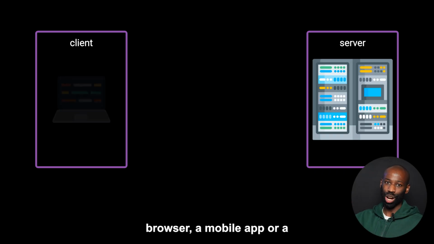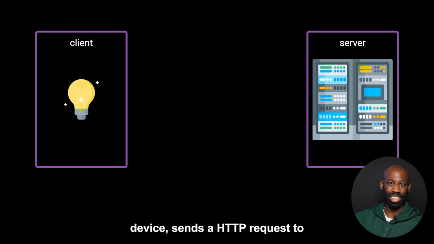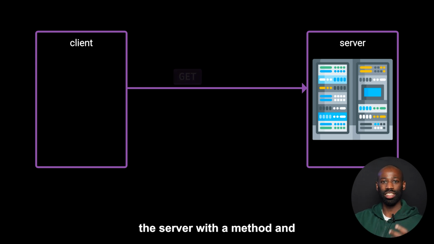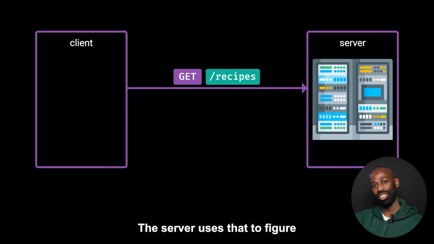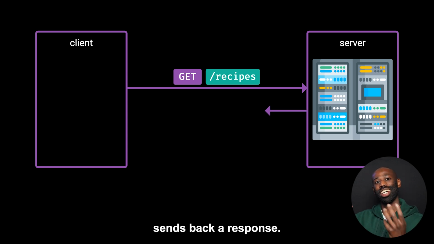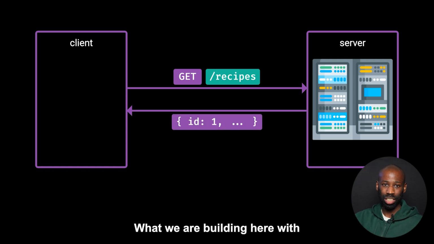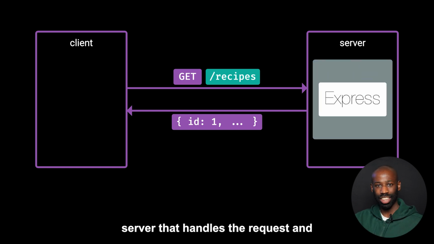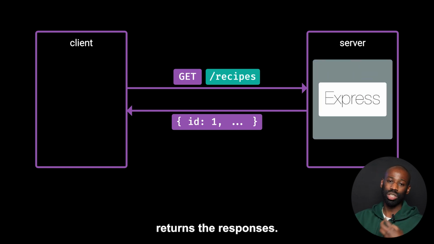But before we fix this, let's make sure we are on the same page about what we are building here. So the client, whether it's a browser, a mobile app, or a device, sends a HTTP request to the server with a method and a path. The server uses that to figure out what the client wants and sends back a response.